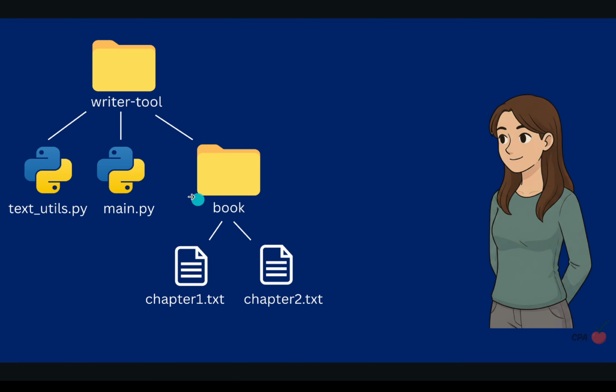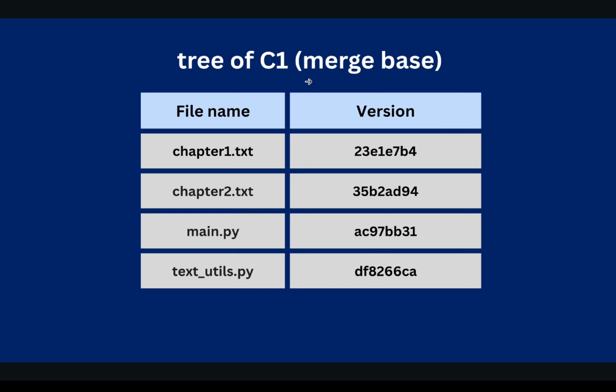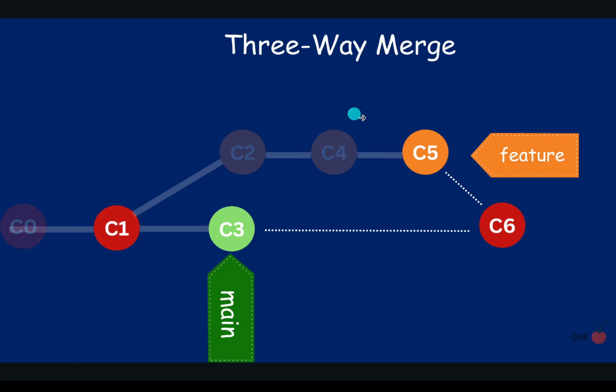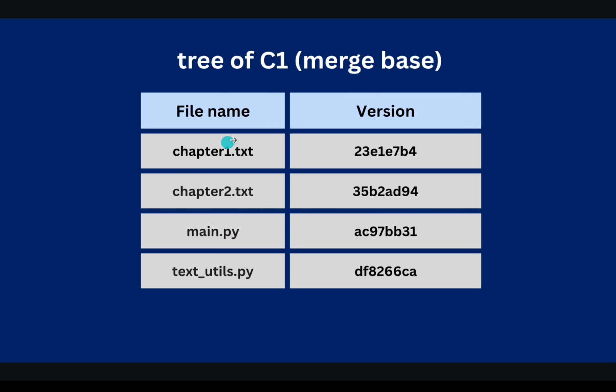Now let's consider we have the following project which has only 4 files, 2 Python files and 2 text files. In order to understand how Git merge works, we need to take a look at the snapshots that we have saved for the 3 commits that we have: C5, C3, and C1. So let's start with C1. We're looking at the tree of this C1 commit.